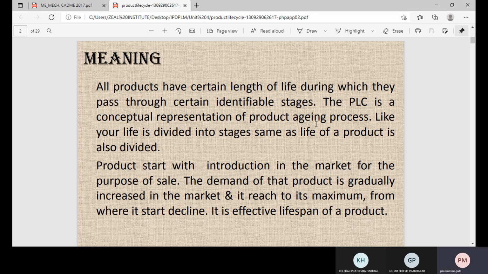Ritesh, can you tell me the product life cycle? You can tell me in two sentences. Hitesh, yes sir, can you tell me the product life cycle?